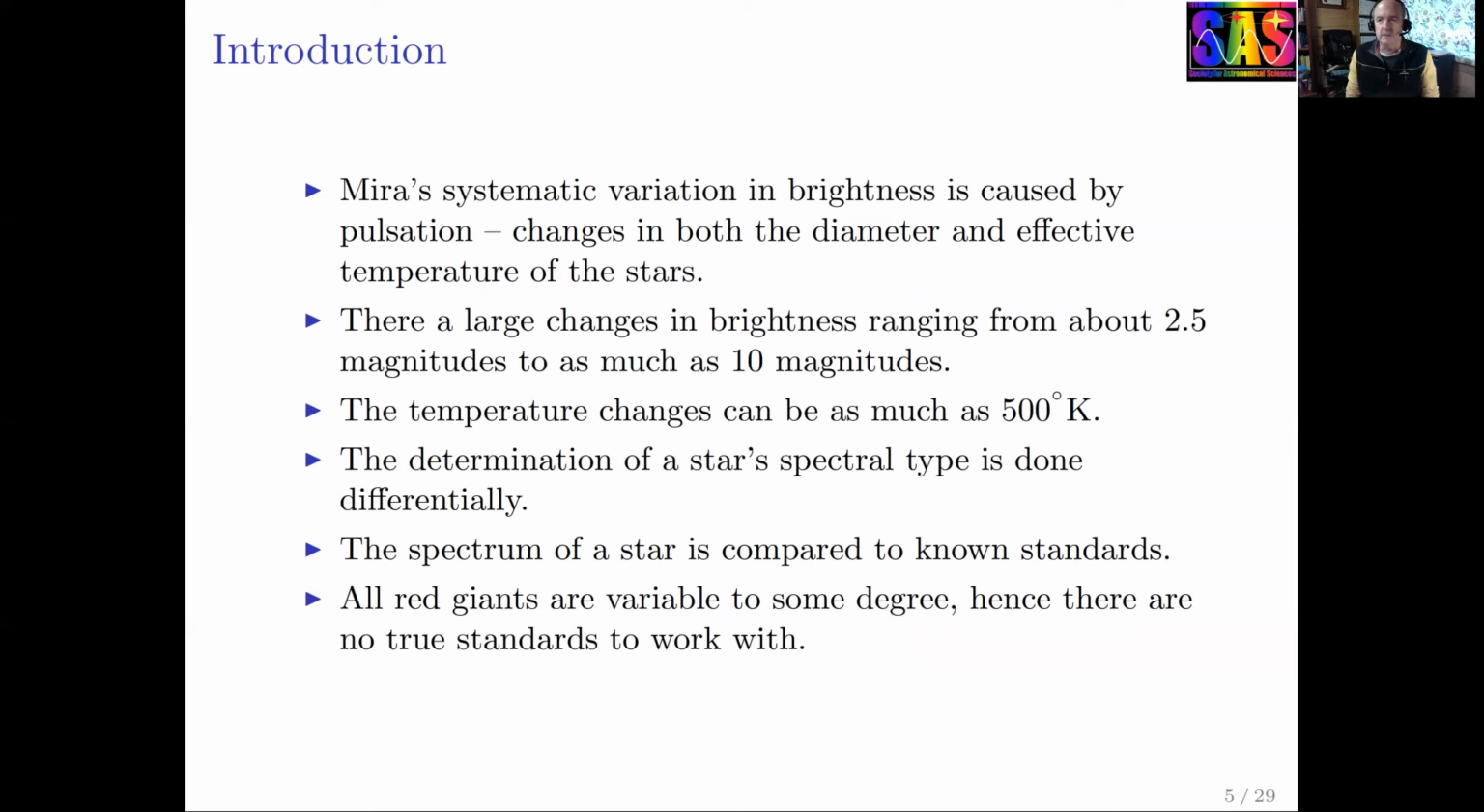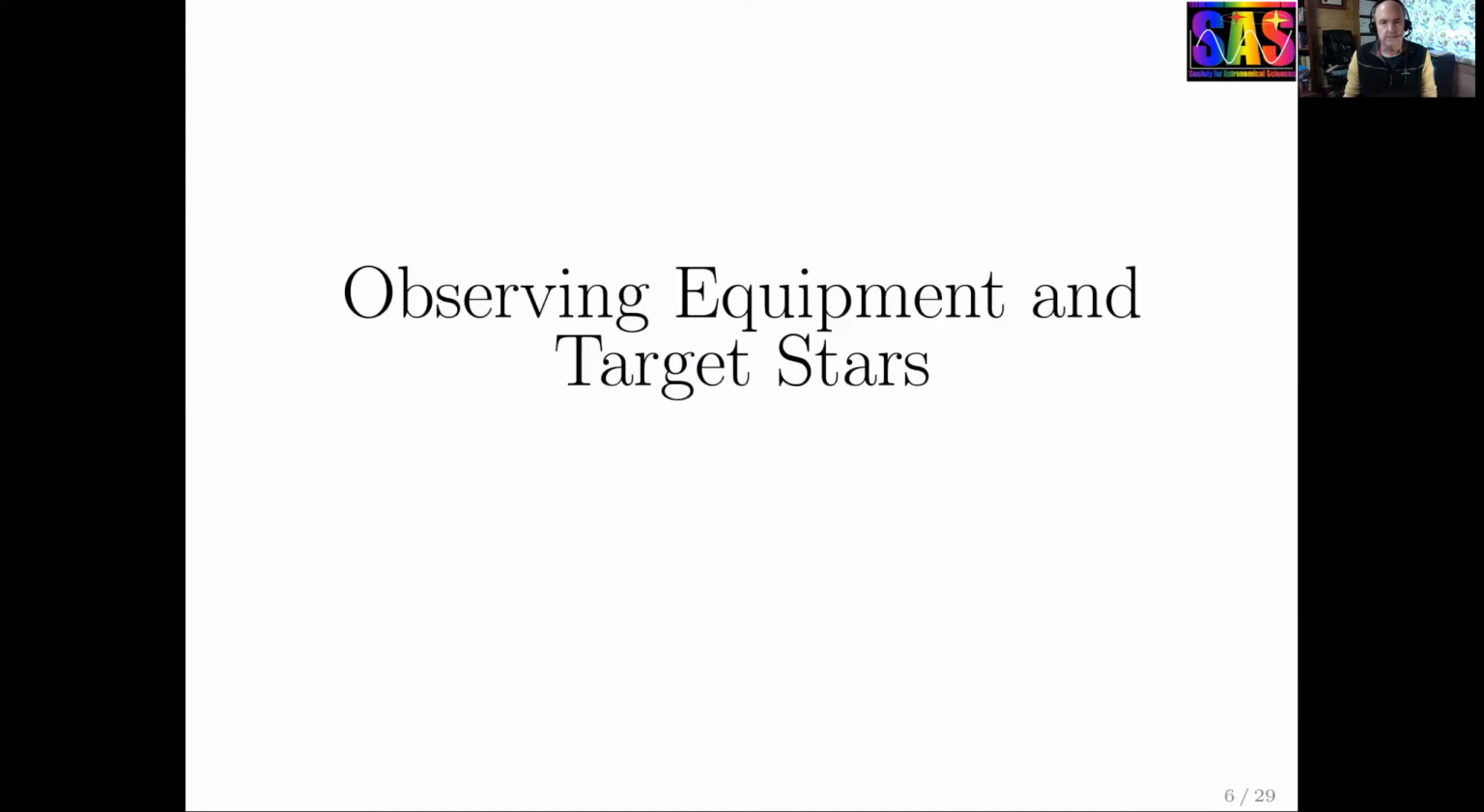Usually, if you want to determine the spectral type of a star, you take the spectra of the star of interest. Then you also take spectra of a number of known standards, and you compare the two, or multiple comparisons, and this is known as differential spectroscopy. The problem with working with red giants such as Miras is that all red giants are variable to some degree, and hence there's no true standards to work with, and this creates a problem which we have to resolve.